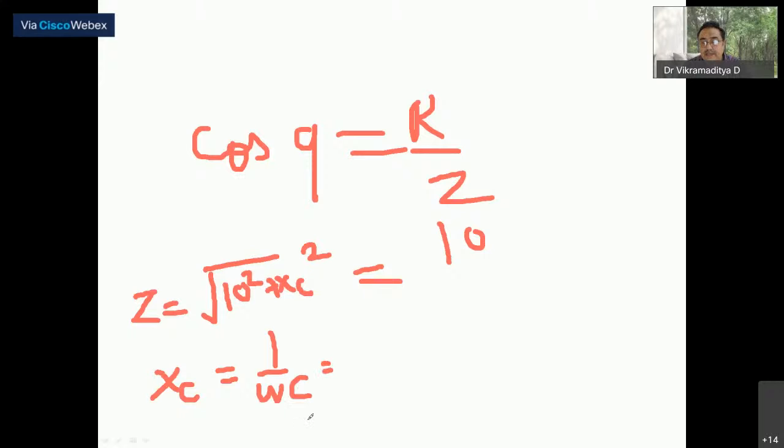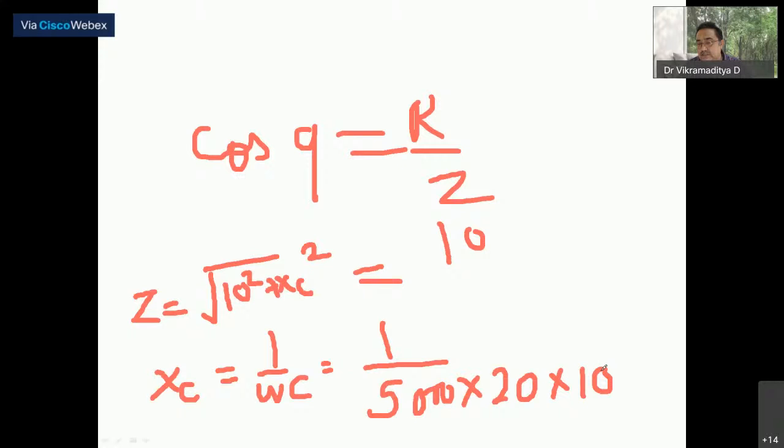What is omega? Omega is 5000, and C is 20 into 10 raised to the power minus 6. Now 1 2 3 4, 4 will come from here, 5 to the 5 will come from here. So 10 raised to the power 5 multiplied by 10 raised to the power minus 6, you will get 10 raised to the power minus 1, and when it goes up 1, it becomes 10. Is it clear? So XC comes out to be 10.